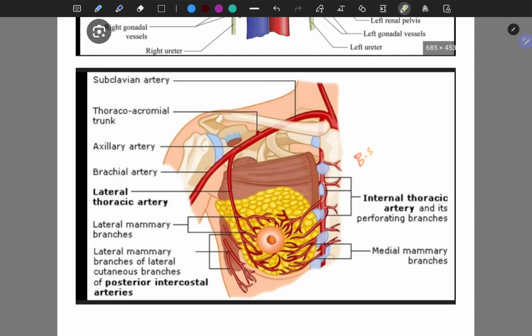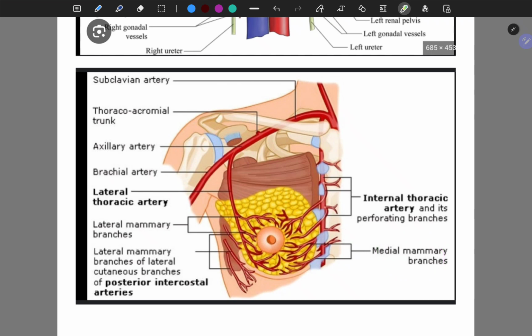They may ask you about the blood supply of the breast. You must know the principal arteries. The blood supply of the breast mainly arises from the thoracoacromial trunk, which gives rise to the lateral thoracic artery, and from the first part of the subclavian artery we have the internal thoracic artery. The lateral thoracic artery gives rise to lateral mammary branches, and there are also lateral cutaneous branches of the posterior intercostal artery, and medial mammary branches.